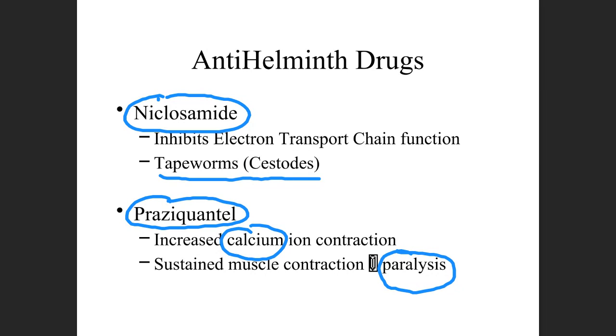Without calcium, muscles can't contract. Worms also have muscles that they use to move around. What this drug does is cause a massive amount of calcium to enter the cell. And when there's a massive amount of this calcium, it causes sustained muscle contractions, effectively paralyzing the worm. All right.